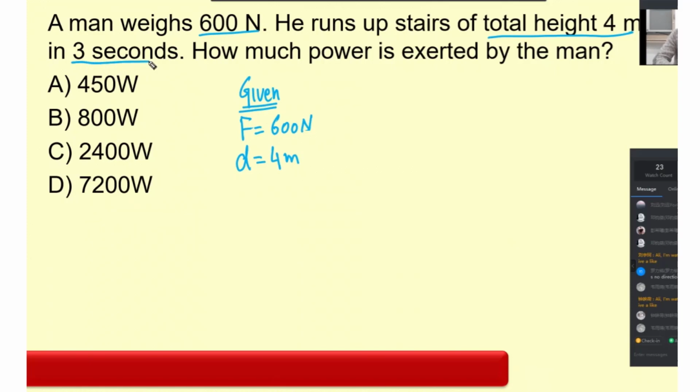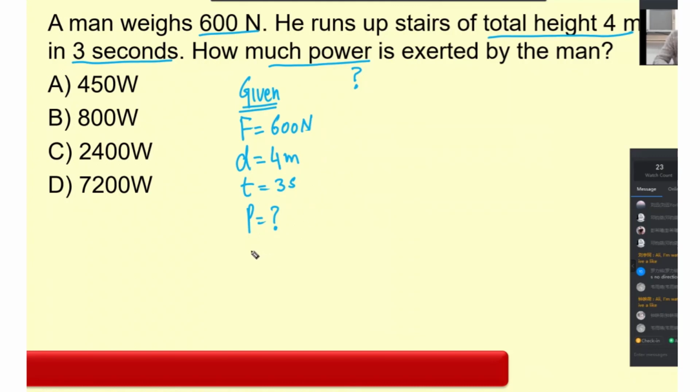Next one, time is given to us. We can write down T, this is equal to 3 seconds. The question is asking us, we need to calculate power. So this is what we need to calculate. Power we need to calculate.